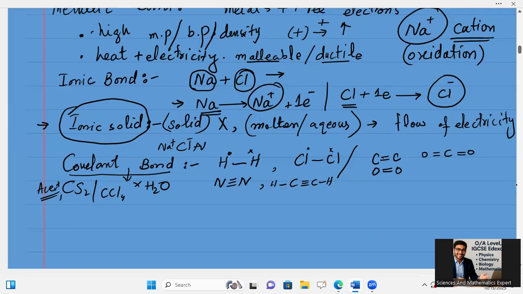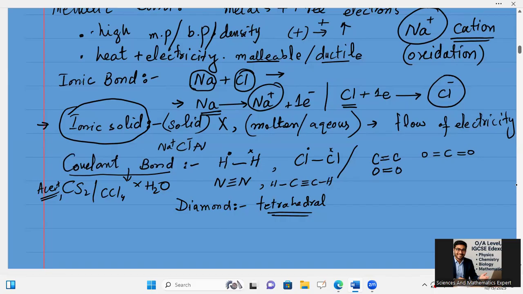Here I will also add diamond. Diamond is a giant molecular structure of carbon, which has a tetrahedral structure, meaning every carbon atom is attached to four other carbon atoms, and it is an insulator.